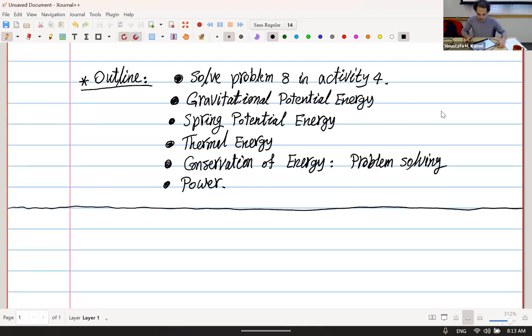Okay, let's get started. So today we're basically continuing what is left for energy. Before we go about deriving gravitational potential energy and spring potential energy and the rest of energies, let me first solve the problem that was in the activity. It required us to have knowledge about vectors, which we did last time. So we are ready to solve it now.